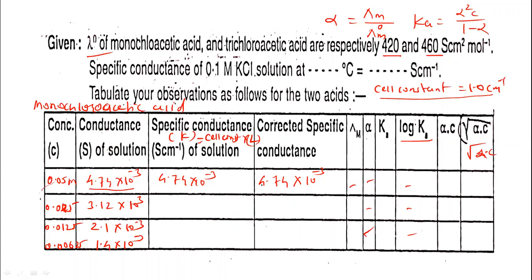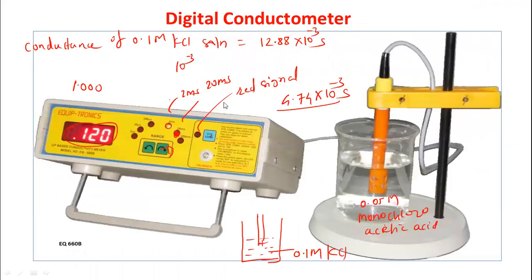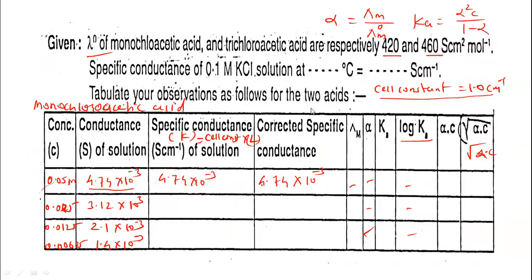We measure the conductance with the help of the conductometer. Once again you can see here, this is the conductometer. With the help of this conductometer, we just have to take the required solution, connect it to the instrument and measure the conductance at 20 millimoles. There are 4 concentrations, so we have to measure the conductance of the 4 solutions here.